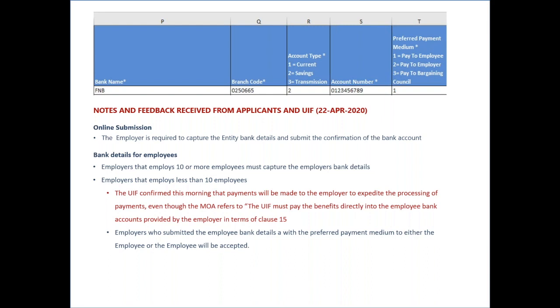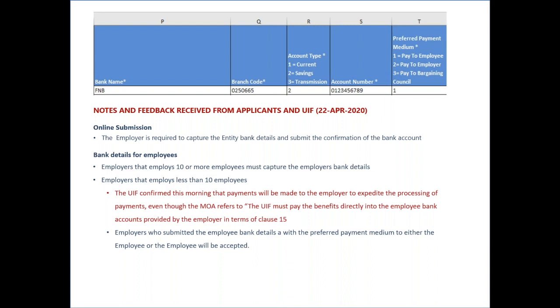Employers who have more than 10 employees, when they compile the Excel spreadsheet, the employer's bank details need to be captured in these fields and not the employee's bank details. In the MOA, it originally stated that if you've got less than 10 employees, you need to capture the bank account details of your employees. It still refers to that in the MOA under clause 15.